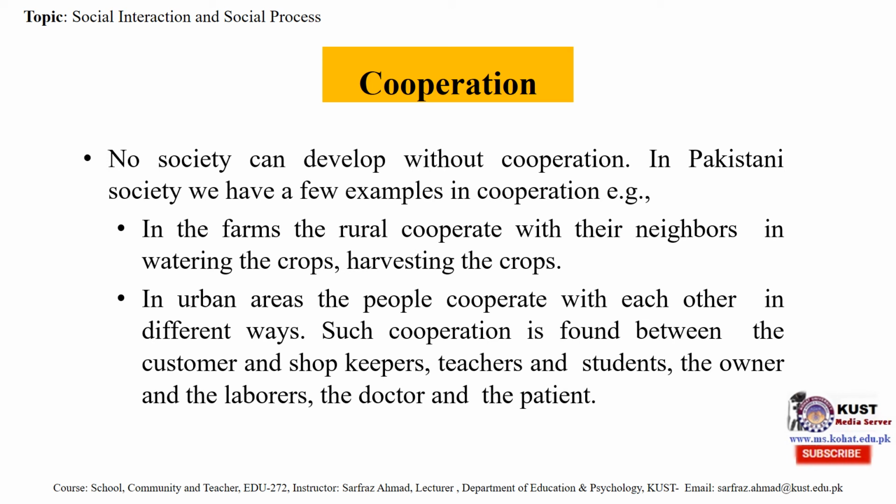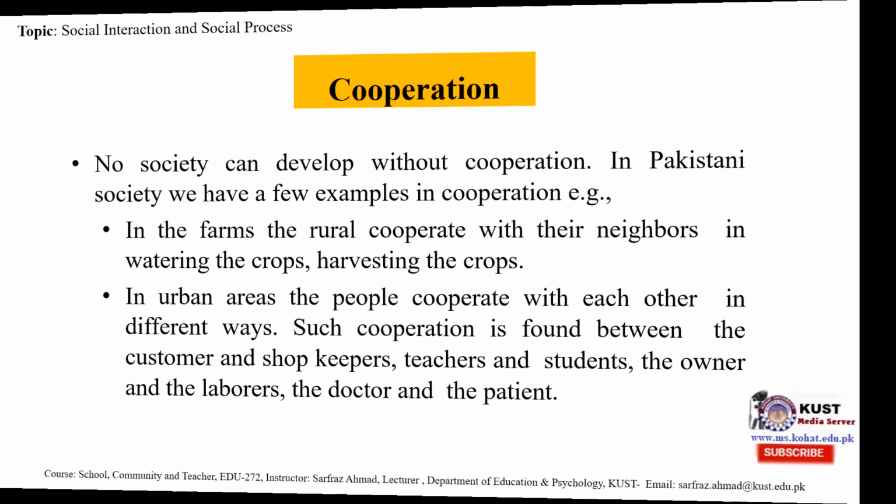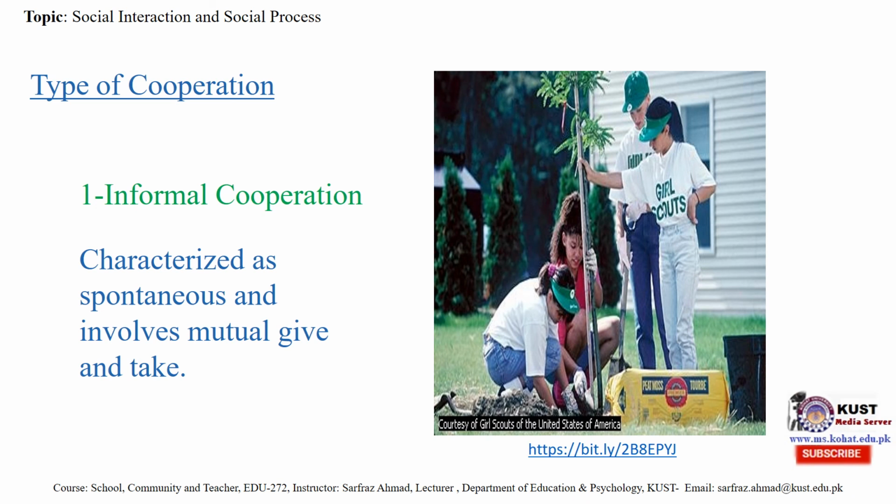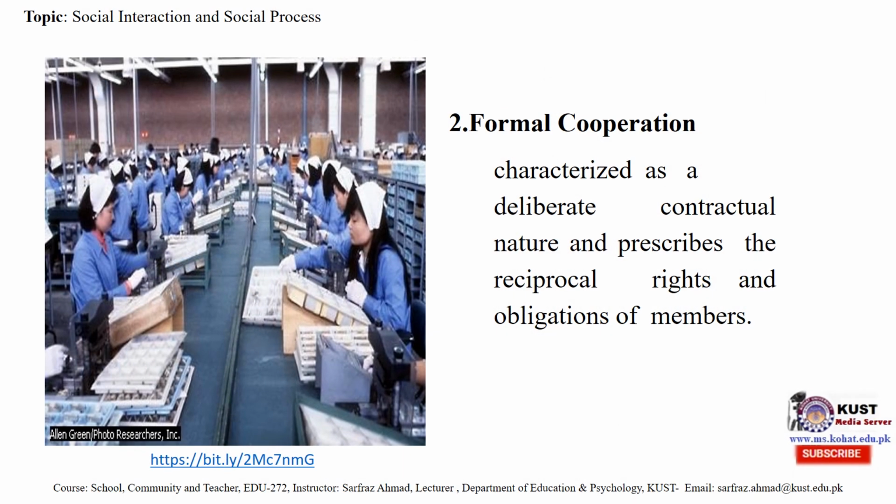If we ask why cooperation is important, cooperation is important because it allows people and groups to work together to achieve a common goal or drive mutual benefits. Now there are some types of cooperation, like informal cooperation. This is characterized as spontaneous and involves mutual give and take. Then formal cooperation. This is characterized as being of a deliberate contractual nature and prescribes the reciprocal rights and obligations of members.